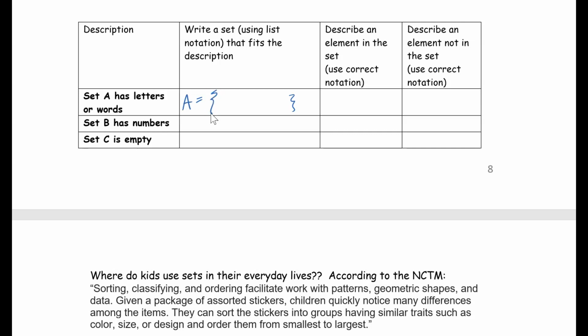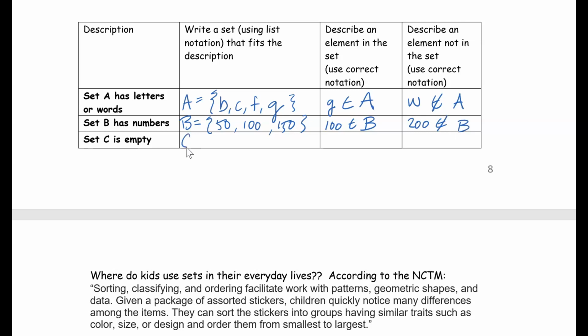So I'm going to call it uppercase A. If it has letters or words, I'm just going to write letters since I don't have a ton of space. Let's say it has letters B, C, F, and G. And again, I'm making this up. Describe an element in the set. So letter G is inside of set A. Letter W is not inside of set A. Okay. Set B has numbers. So maybe this set consists of numbers 50, 100, 150. Describe an element in the set. 100 is in set B. 200 is not in set B.